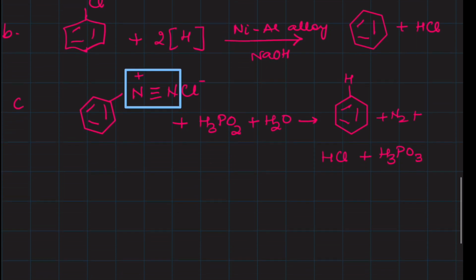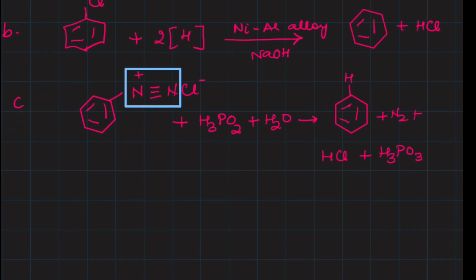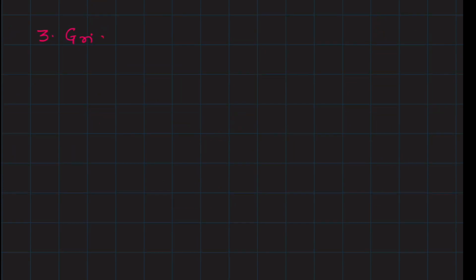You can get benzene with the help of ethanol also. Instead of using H3PO2 and water, you can use ethanol, and the ethanol gets oxidized instead.